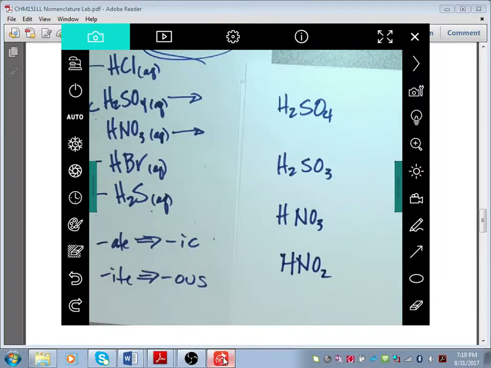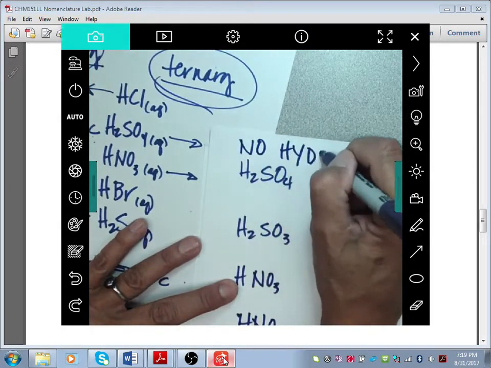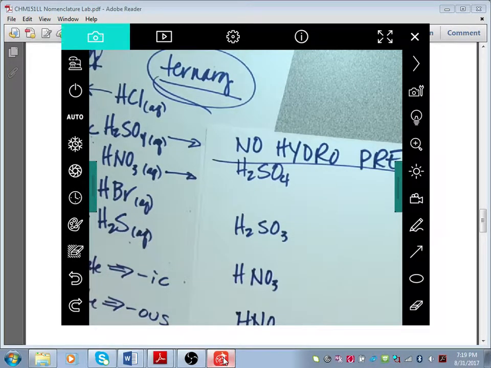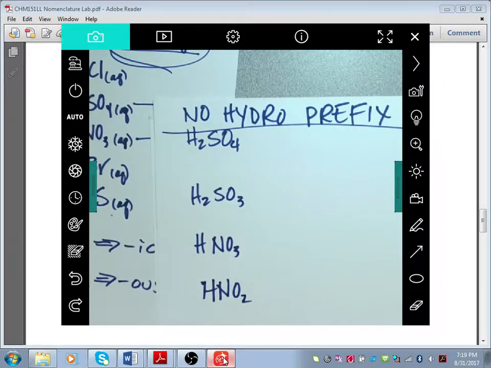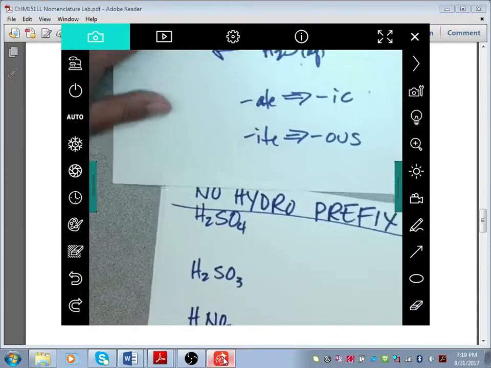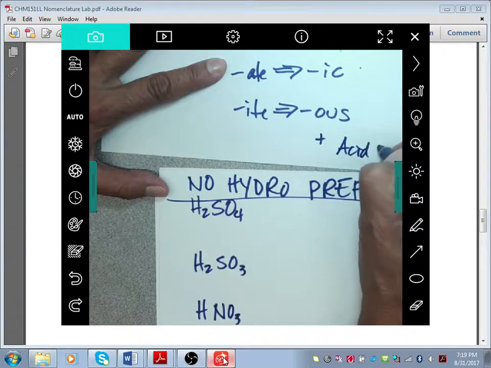Now, ternary acids, you have no hydro prefix. So don't hydro anything, these acids, all right? No hydro prefix on any of these. You take ate to ic, ite to ous, and add the word acid. I'll put that rule up here. Ate to ic, ite to ous, plus the word acid.